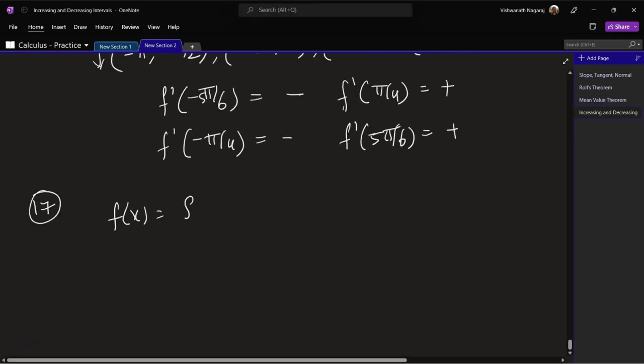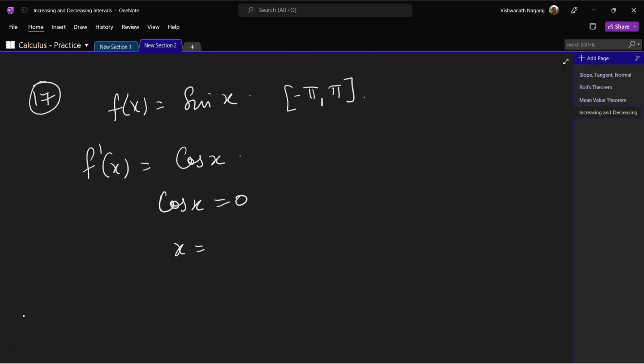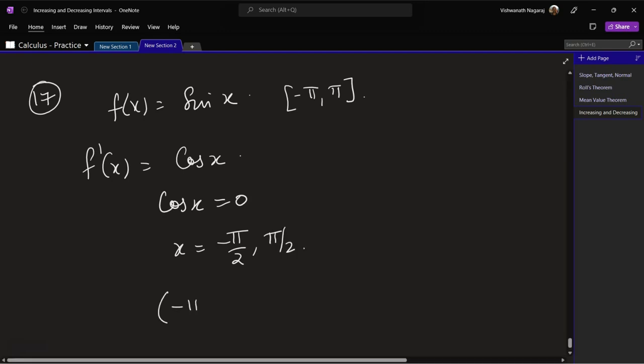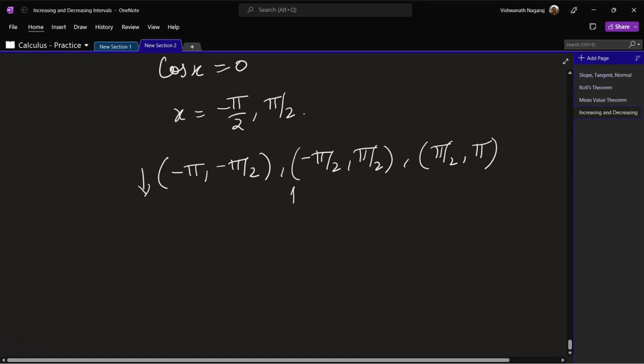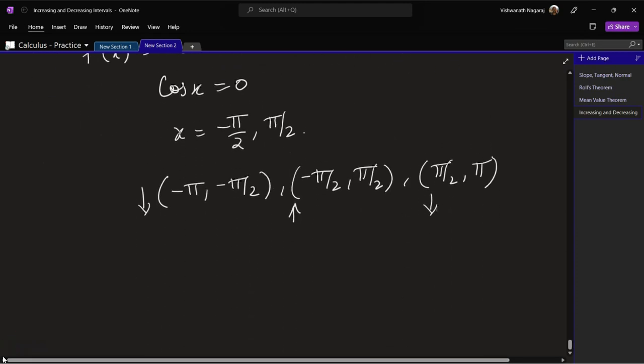Now 17th. Look at f of x is equal to sin x. Again, let's restrict ourselves to minus pi to pi. F prime of x is equal to cos x. Equating it to 0, cos x equal to 0. So when is cos x equal to 0? When x is equal to minus pi by 2 and pi by 2. Right? Intervals are going to be minus pi to minus pi by 2, and from minus pi by 2 to pi by 2, and from pi by 2 to pi. And we know that this is descending here, it is ascending here, and it is descending here. Okay, so that was the 17th one.